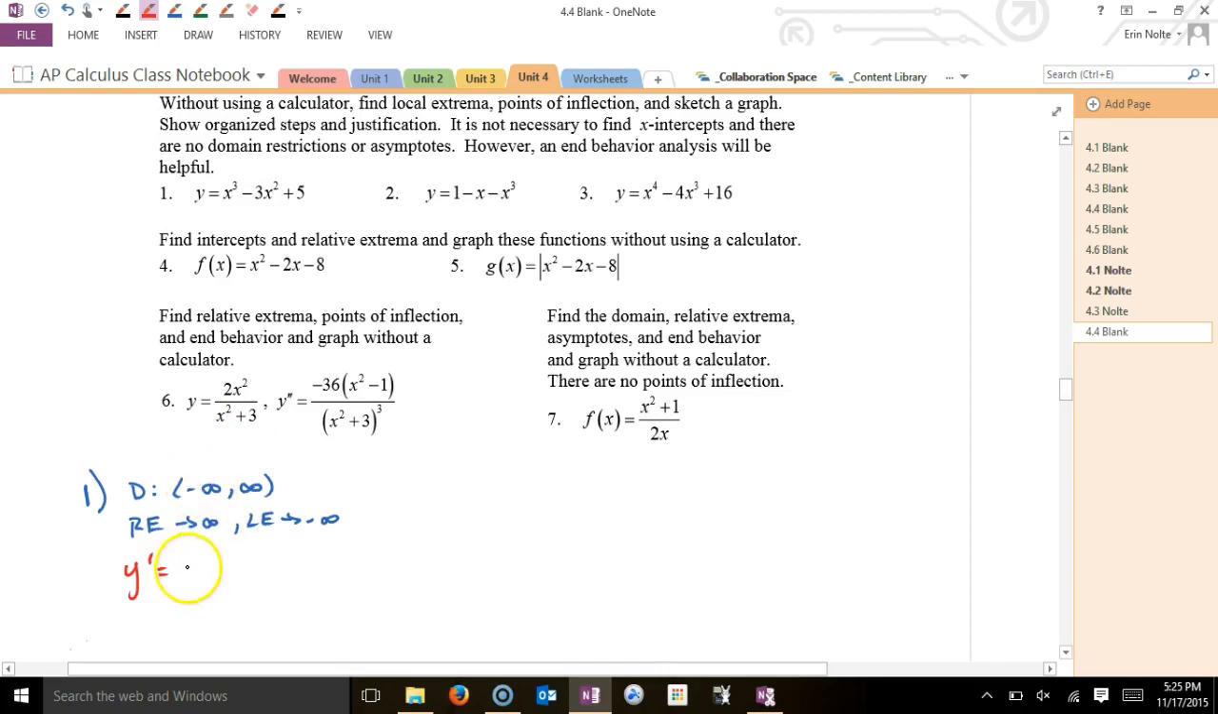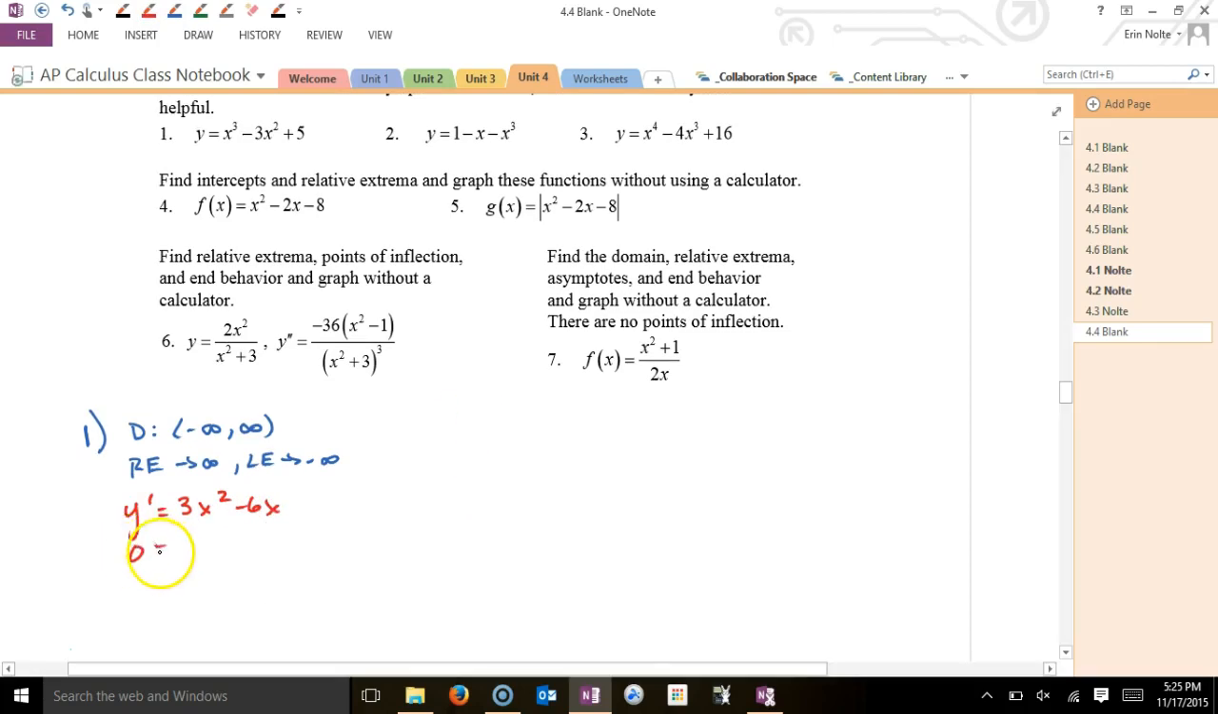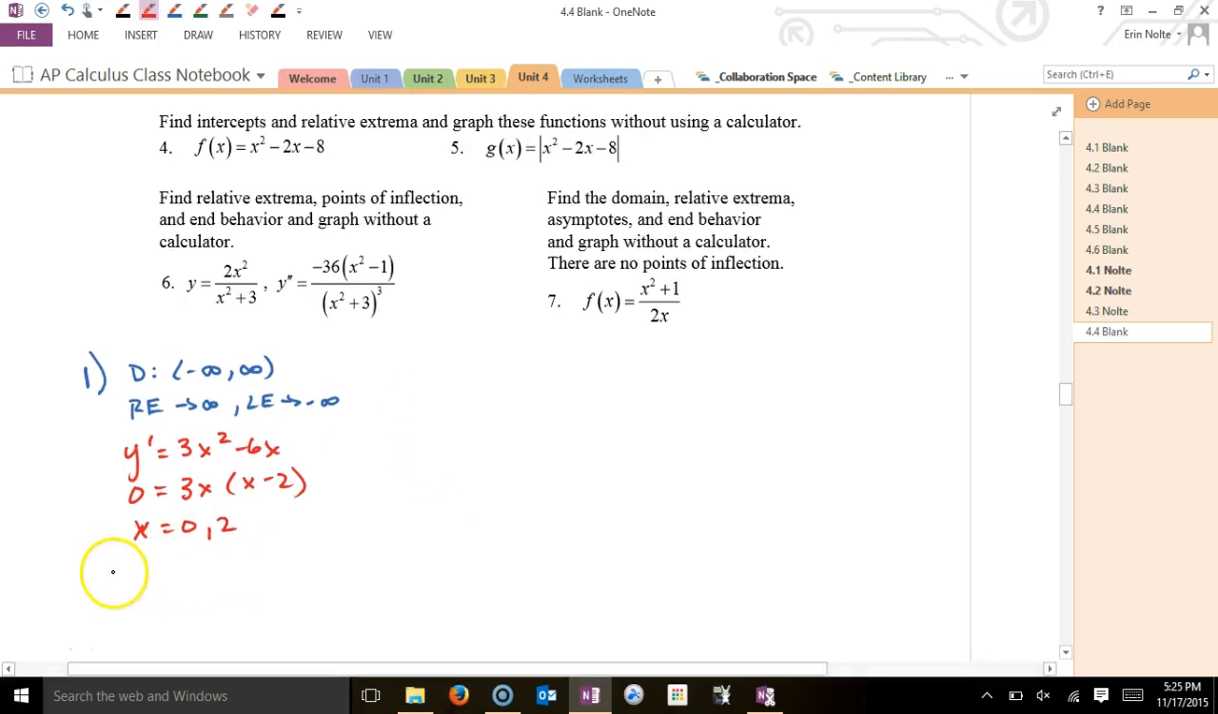So my derivative of y is 3x squared minus 6x. If I set that equal to 0, I'm going to pull out a 3x, so I'm left with x minus 2. So I have two critical values at 0 and 2.